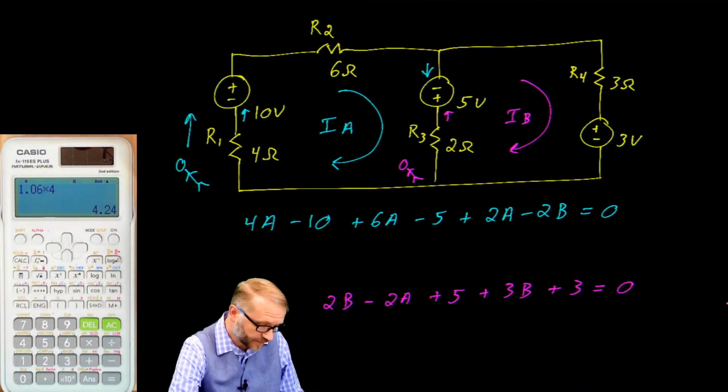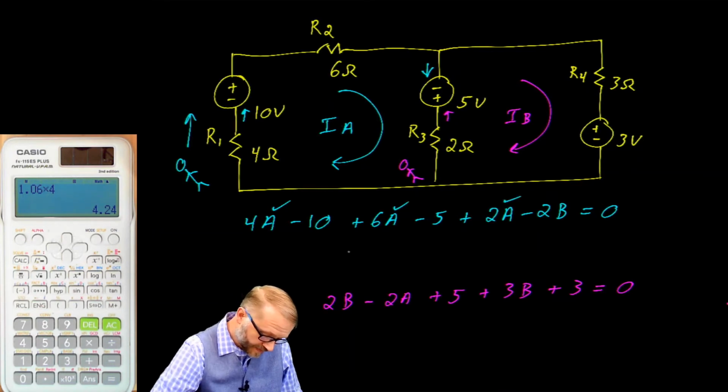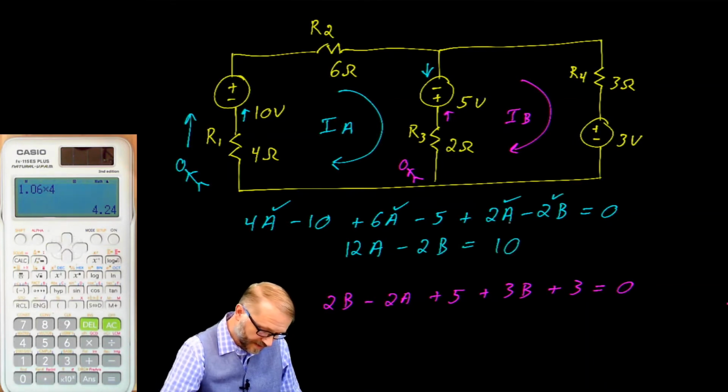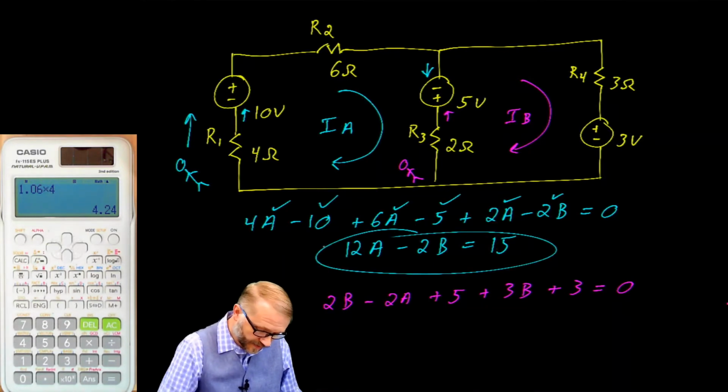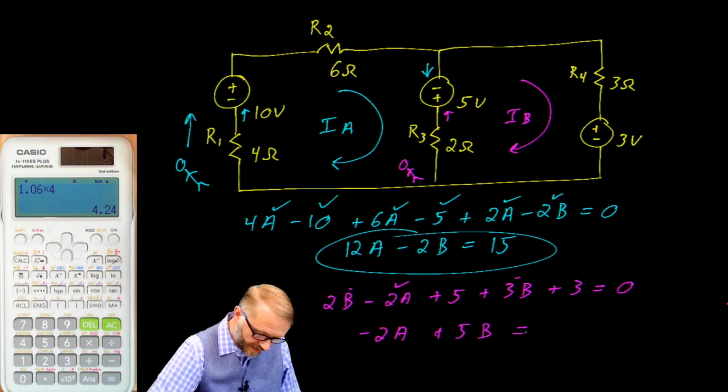But since we're here, let's do that math. So we have A, and A. So what is that? That's 12A. We have minus 2B is equal to, not 10, how about is equal to 15? Because we have that piece and that piece. So there's one equation. The other equation is minus 2A. Takes care of that. How many B's do we have? Looks like we have 5 B's. And that is equal to negative 8.